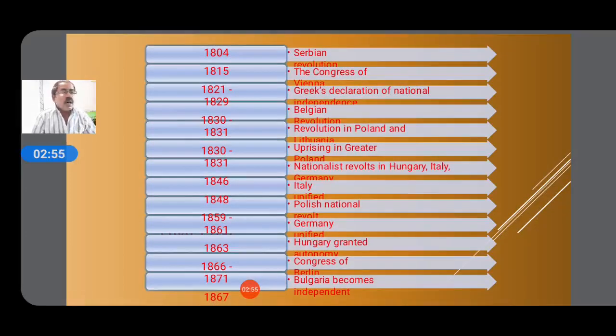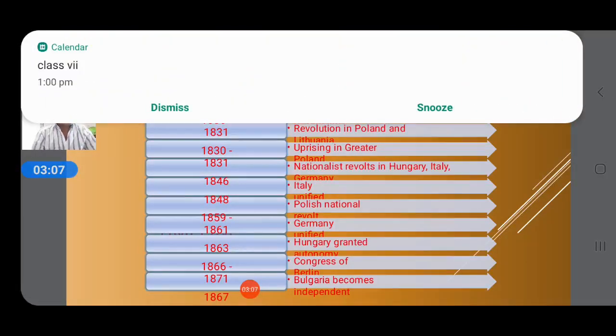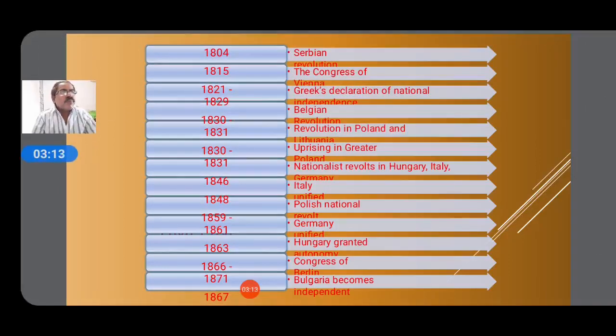Here are the important years: in 1804 the Serbian Revolution, in 1815 the Congress of Vienna, 1830-31 Revolution in Poland and Lithuania, and 1848 nationalist revolts in Hungary, Italy and Germany. 1859 to 1861 unification of Italy, and 1866 to 1871 unification of Germany.